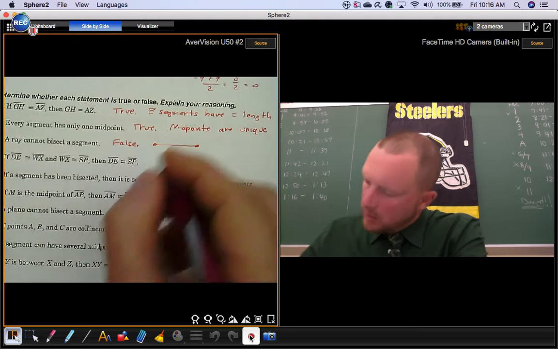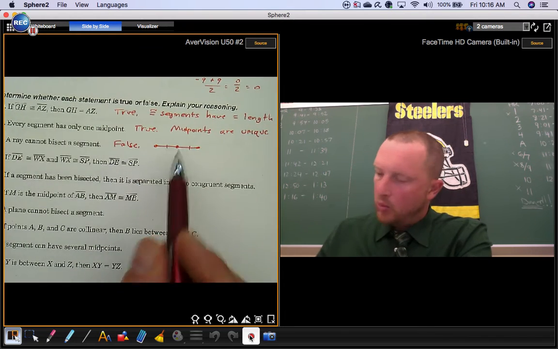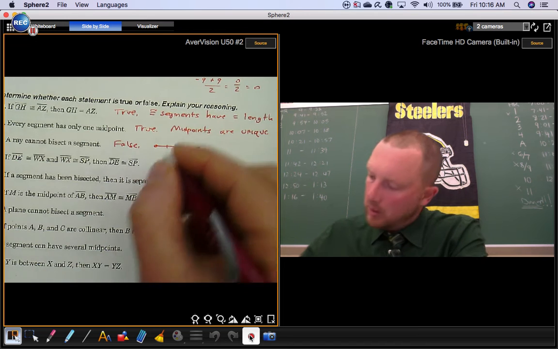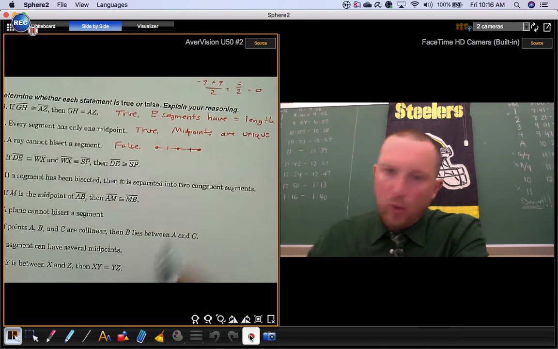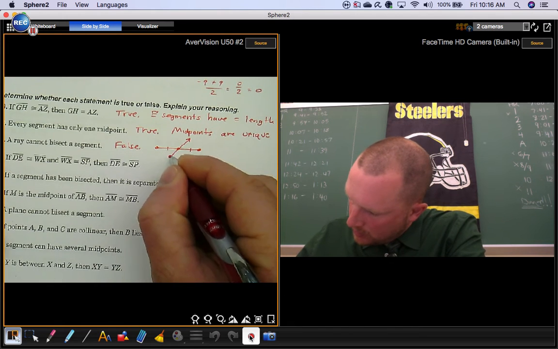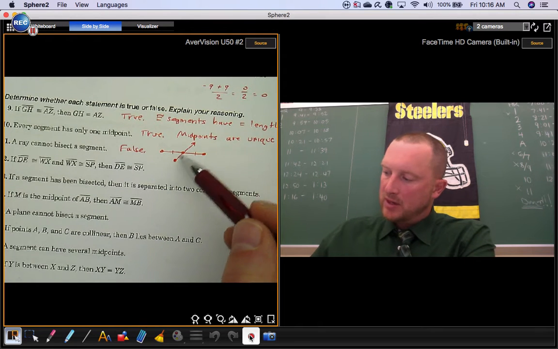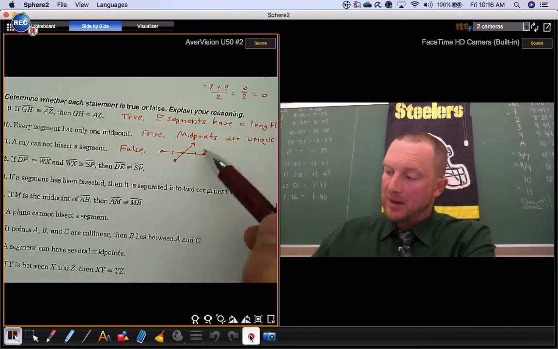There's a segment. Let's say that we call that point the midpoint. That point is bisecting the segment. The only thing you would have to do is make a ray go through that point. Now, what's happening is this ray is bisecting that segment.